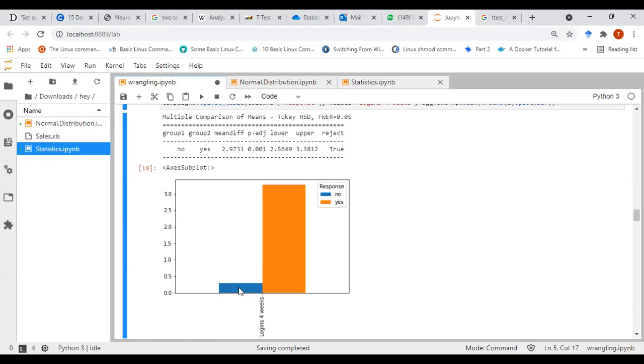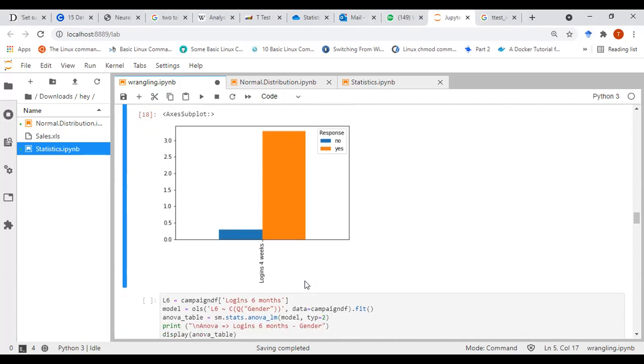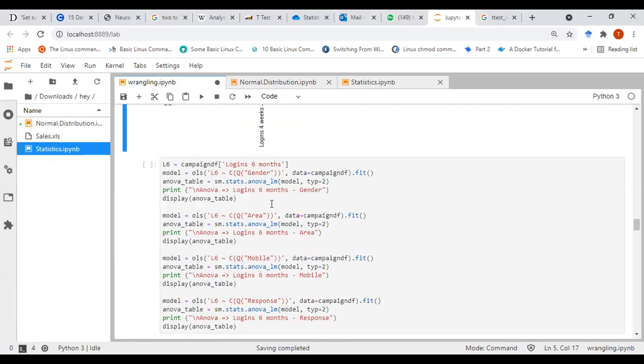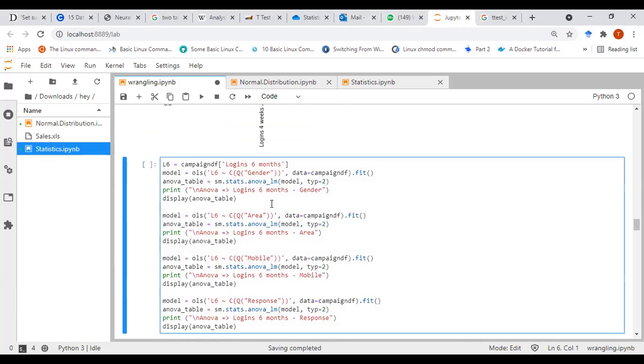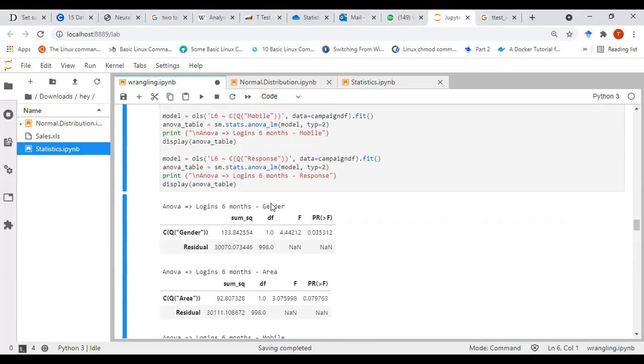That's great, man. So the people who are responding yes to a marketing campaign are those who are having a very high monthly login. So that's a good conclusion that we can make. Similarly, we do about the login 6 months.